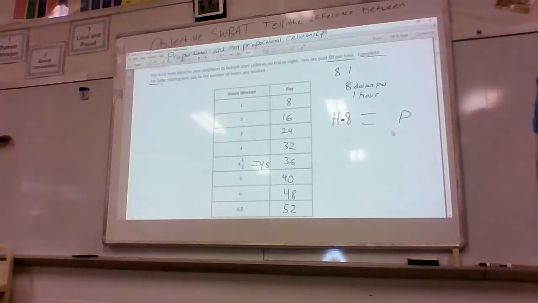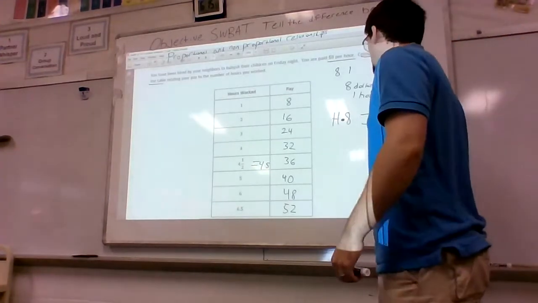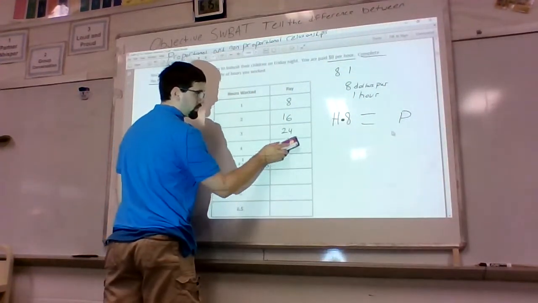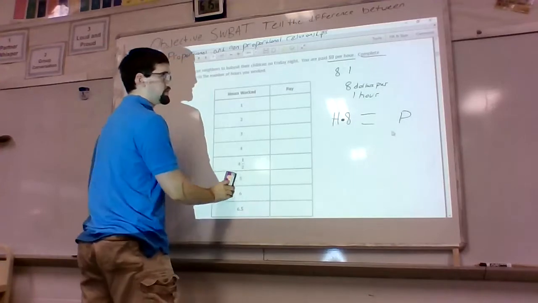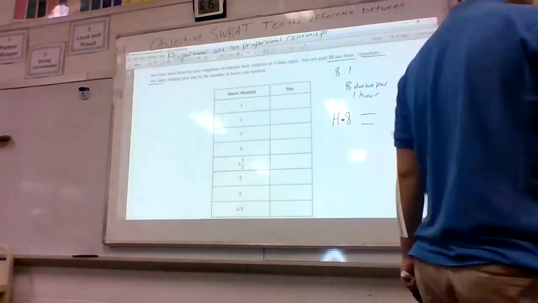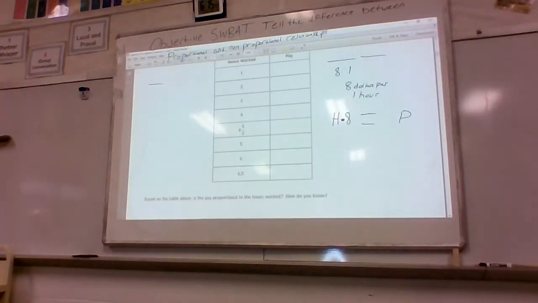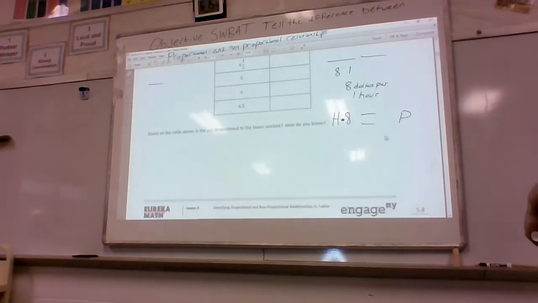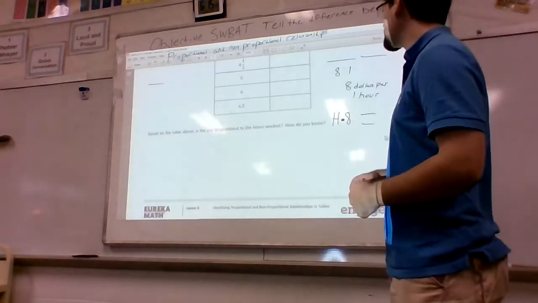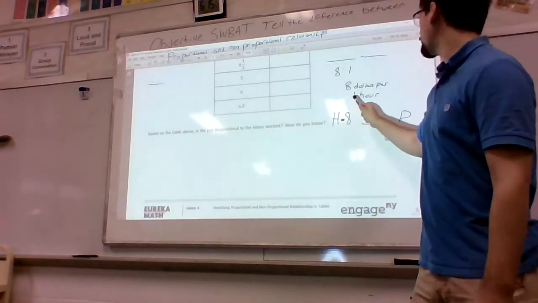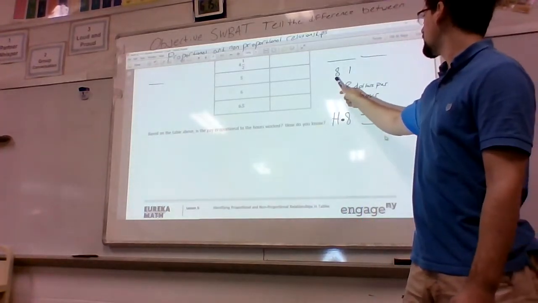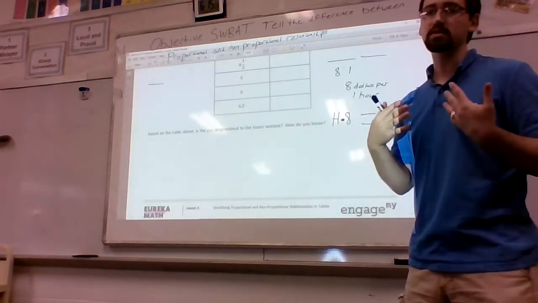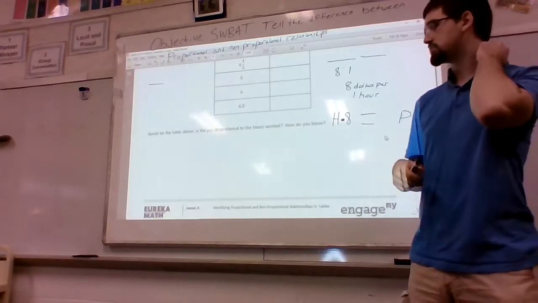So let me erase this and then we can scroll down and just take a look. You should have this written in your book by now, or in your lesson notes that you have there. Let's take a look. Based on the table above, is the pay proportional to the hours worked? Okay, we just said yes. And we know because the rate or the ratio of dollars to hours is the same in all of the examples, in all of those situations.